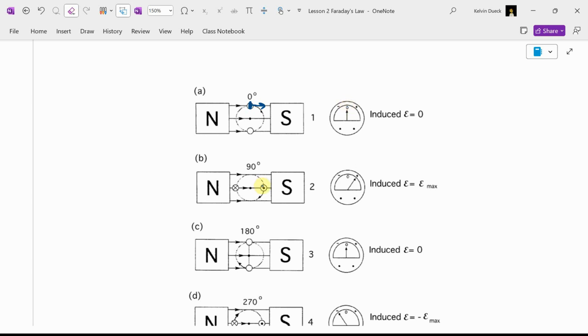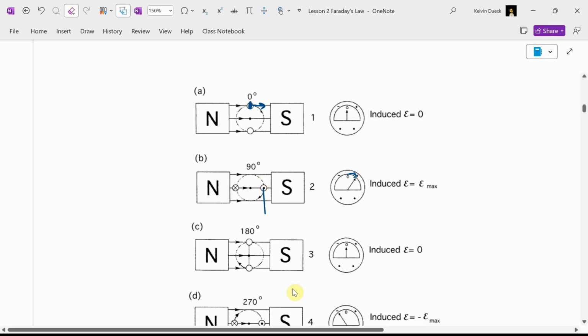Ah, but right here, now that proton is moving down the page. So point your right thumb down the page. The magnetic field line is still pointing to the right. You'll get a current coming out of the page on the right-hand side, and you'll get a current going into the page on the left-hand side. And so we would see the needle move that way if we were measuring the current coming from the right.